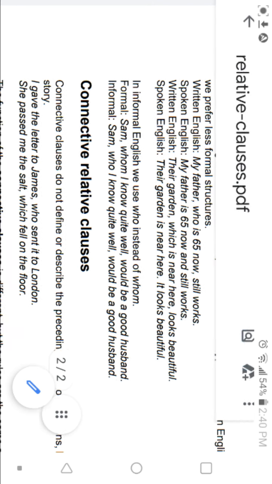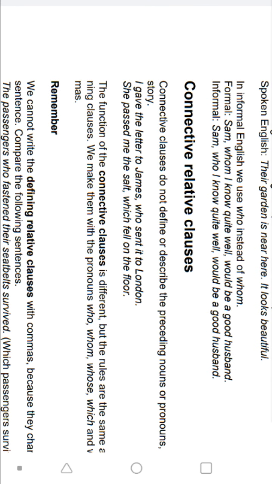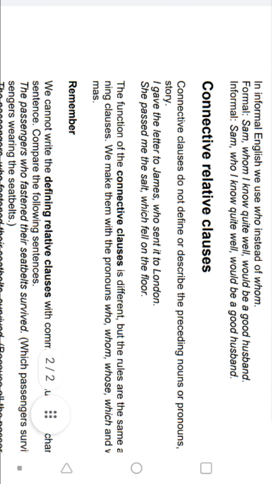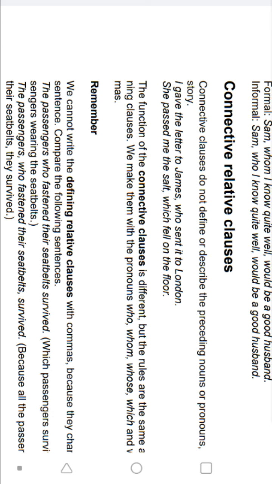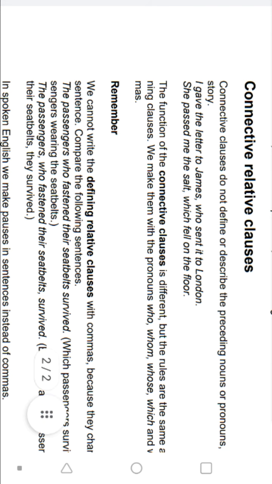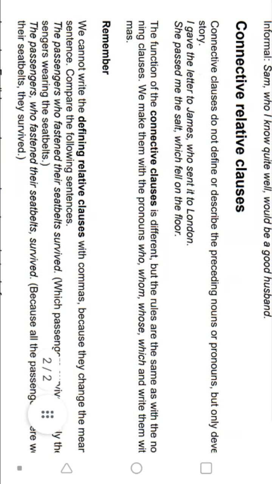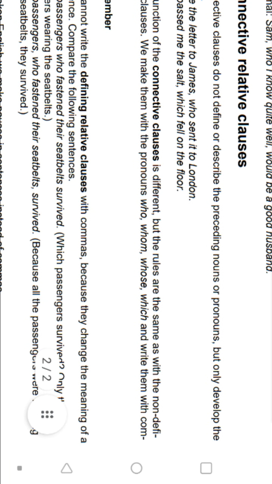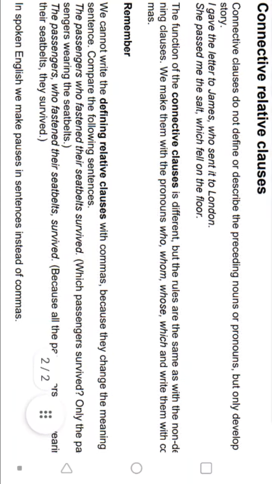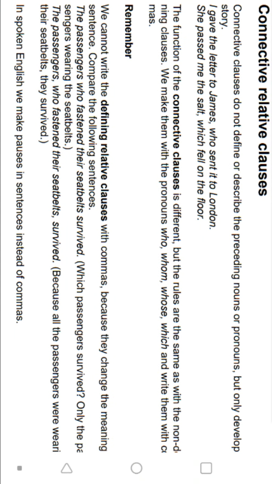So as such, connective relative clauses do not define or describe the preceding nouns or pronouns. I gave the letter to James, who sent it to London. He passed me the salt, which fell on the floor. The function of the connective relative clause is different, but the rules are the same as those of the non-defining relative clause. We make them with the pronouns who, whom, whose, which.